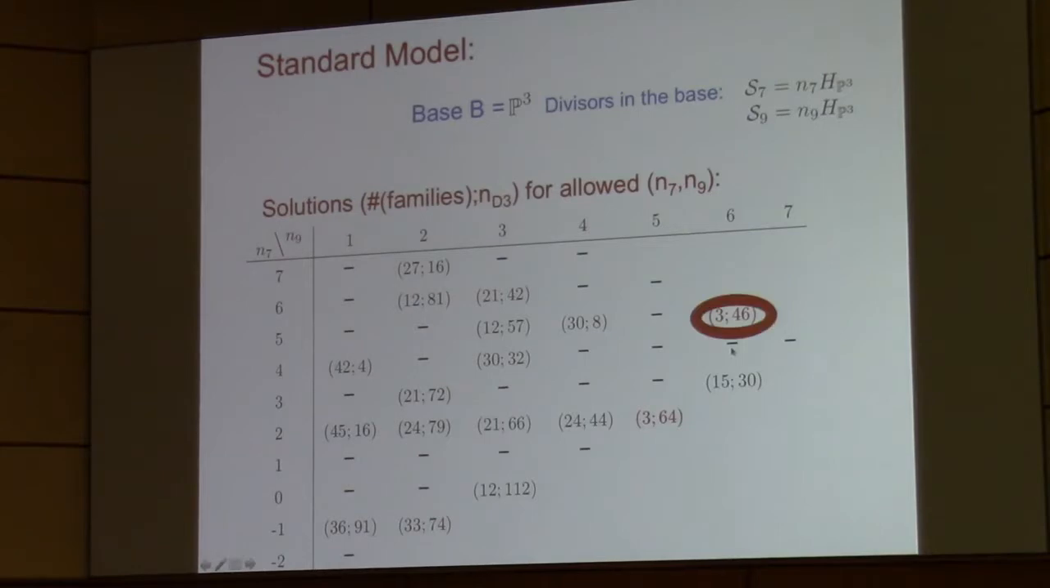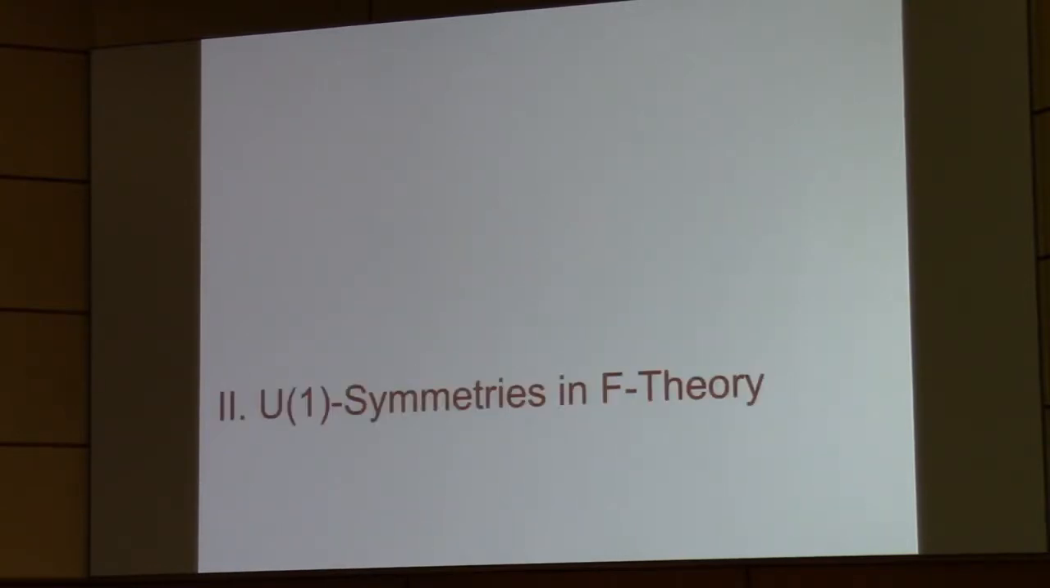So the key thing is to see that even in the simplest choice of base, we get examples with 3 families of quarks and leptons, chirality 3, and a positive integer number of D3 branes. So it's an interesting thing that one can directly do this construction. That is my string phenomenology side.